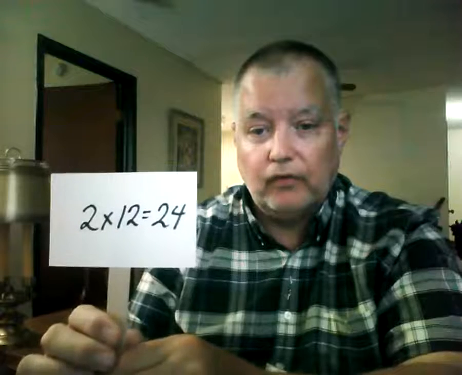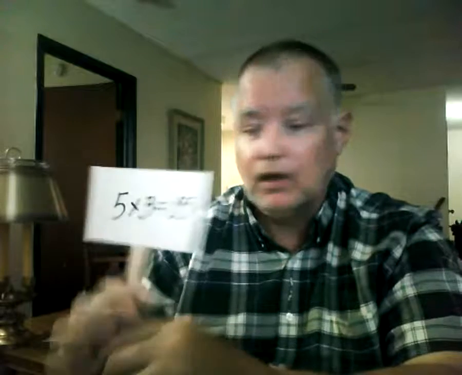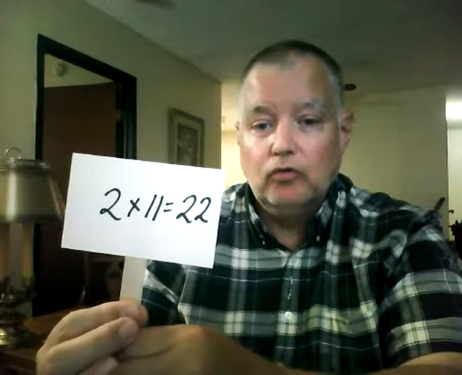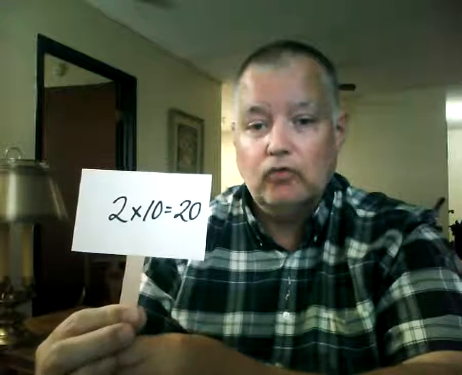2 times 12 is 24. 5 times 3 is 15. 2 times 11 is 22. 2 times 10 is 20.